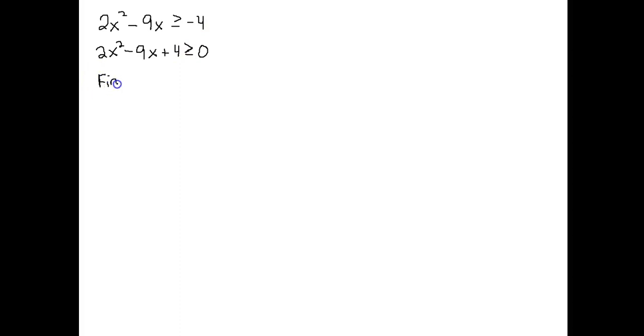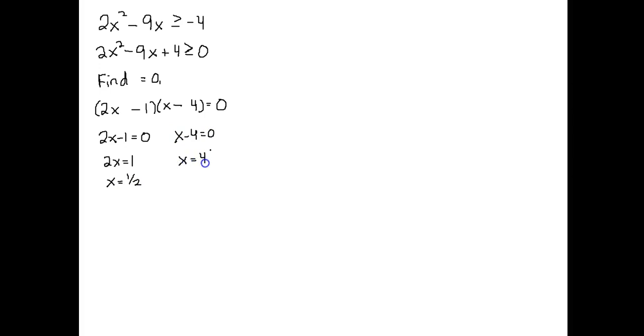And let's see, let's find out where it equals 0. So can we factor this? Yes, it is factorable. We've got 2x minus 1 equals 0. So 2x equals 1, x equals 1/2. We got x minus 4 equals 0, x equals 4. So two solutions for the equals 0 part.